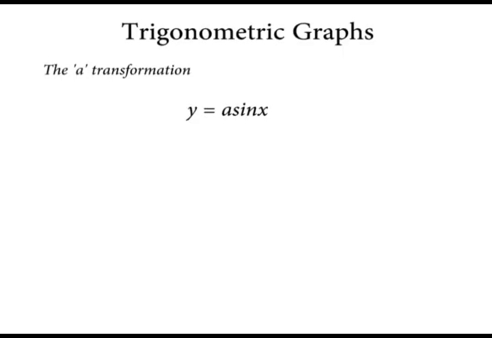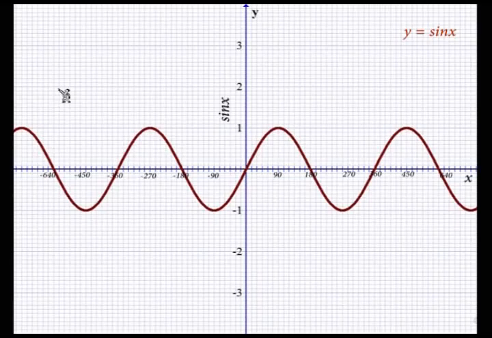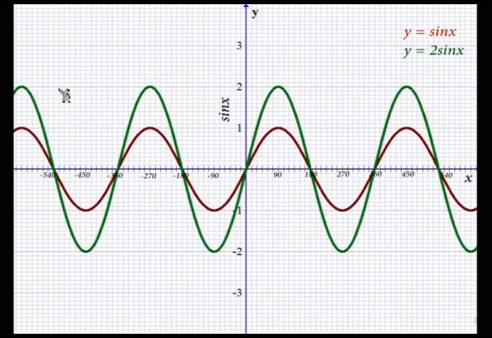When a constant is multiplied upfront to the function, it produces a vertical stretch or compression to the graph. This is the base graph y = sin x. And now let's make an A transformation. Let's have y = 2 sin x. And you see our graph has been vertically stretched by a factor of 2. Where we had a crest at 1 and a trough at -1, now we have a crest of +2 and a trough of -2. So each function value has now been multiplied by 2, and the result is stretching by a factor of 2.